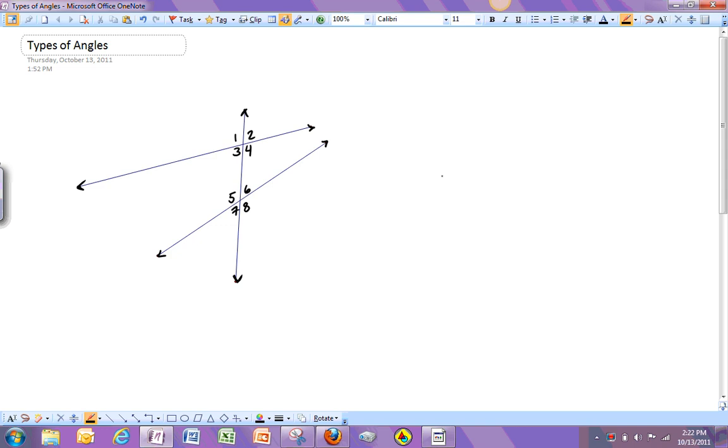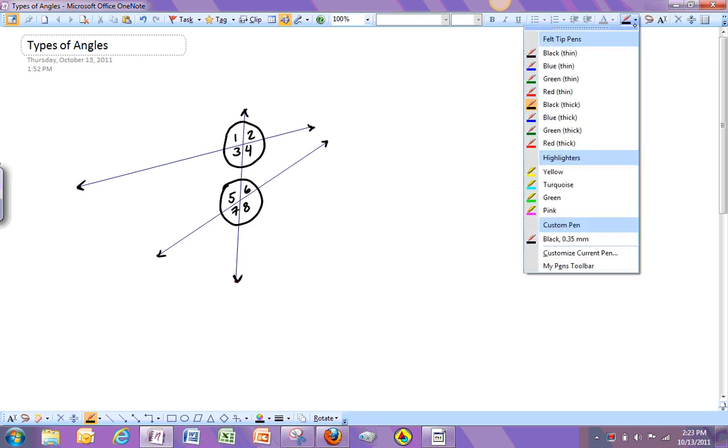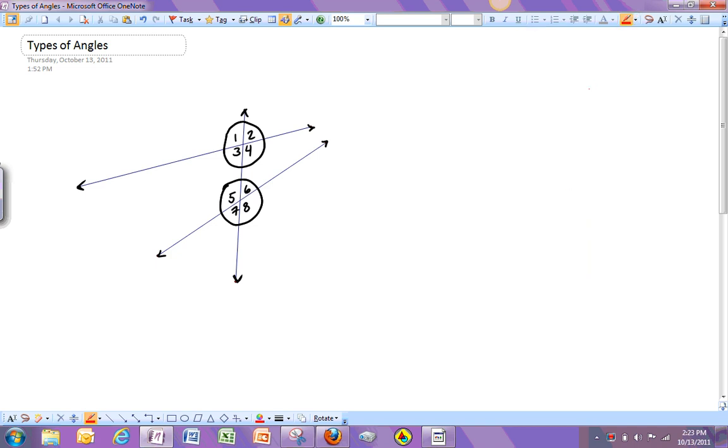Okay. So in this case, over on the left here, we've got 1, 2, 3, 4 is one chunk, and 5, 6, 7, 8 is the other chunk. And then the line going right down the middle of them, the one that actually cuts across the other two lines, this right here is called a transversal. And in class, we'll talk about why it's called the transversal. But you don't have to worry about that right now.